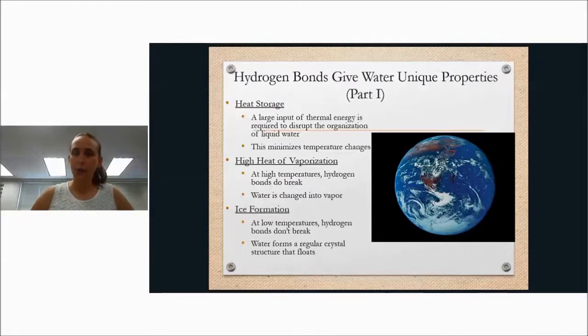Heat storage is the first one. A large input of thermal energy is required to disrupt the organization of liquid water. This minimizes temperature changes. So if you think about this, you will realize you've experienced it in life. It takes a long time before the pool or the lake or the ocean especially warms up after summer begins. If you go to anything coastal, the water is not going to be warm until later into the season because it takes a lot of time with that sun beating down on the water to change the temperature.